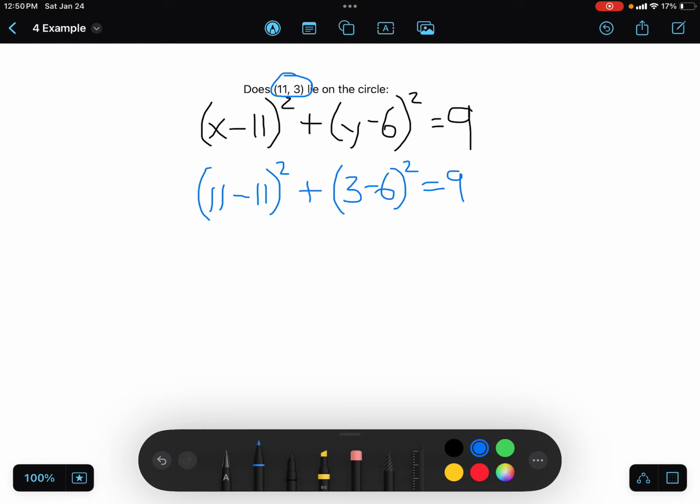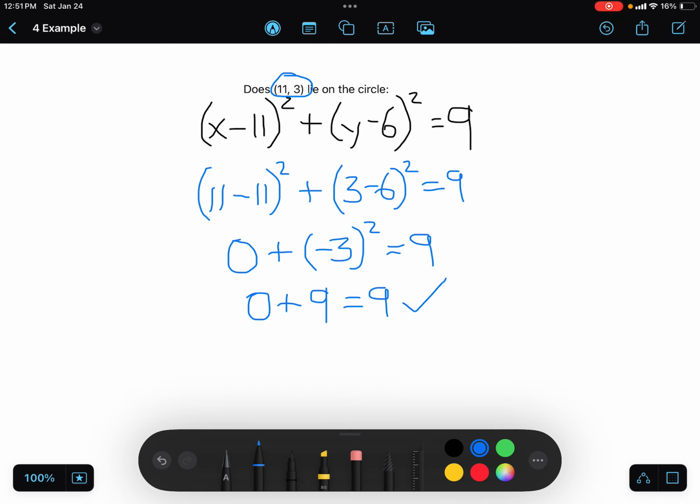Here we've got 0 squared, which is just 0. Here we have negative 3 squared, which equals 9. So this is 0 plus, we square a negative and we get a positive. And this is a true statement. So does 11, 3 lie on this particular circle? Why, yes, it does. If we had gotten a false statement when we plugged it in, it would not have been on the circle. So that's a few different uses of the circle formula.